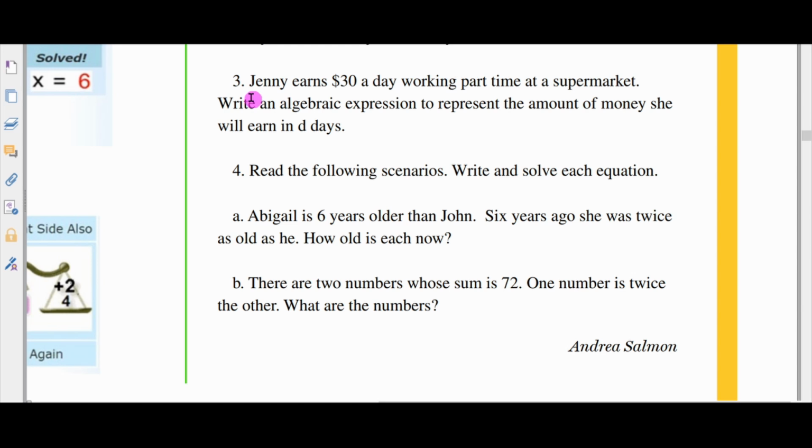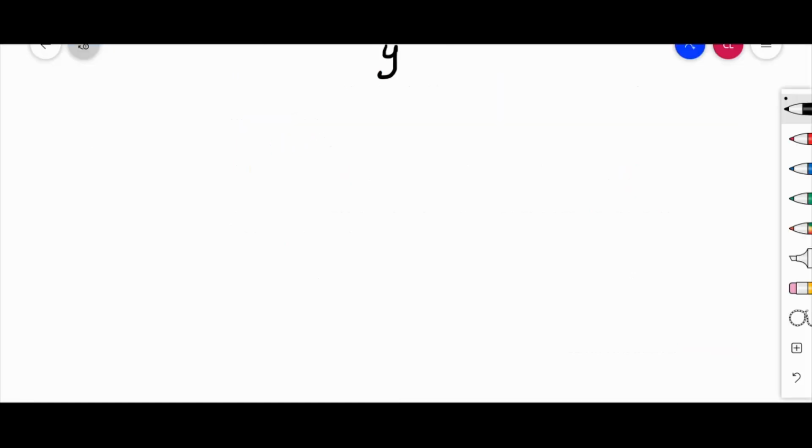Number 3, Jenny earns $30 a day working part-time at a supermarket. Write an algebraic expression to represent the amount of money she earns in D days. So it could look like this now. $30, and we multiply that by D days, and this could be written as 30D.